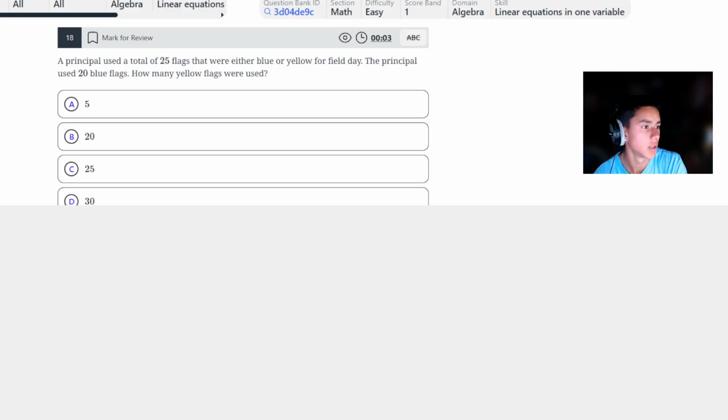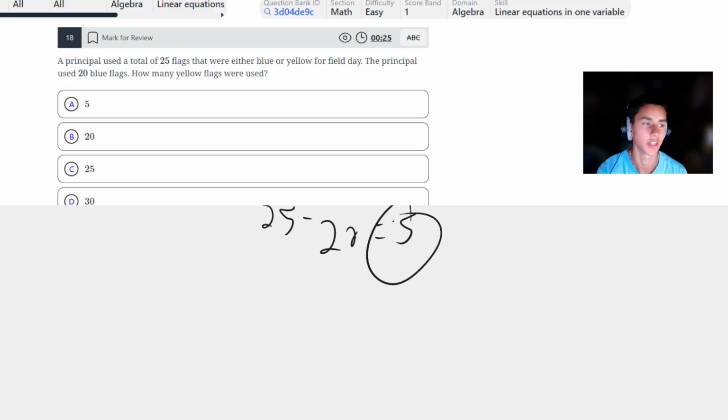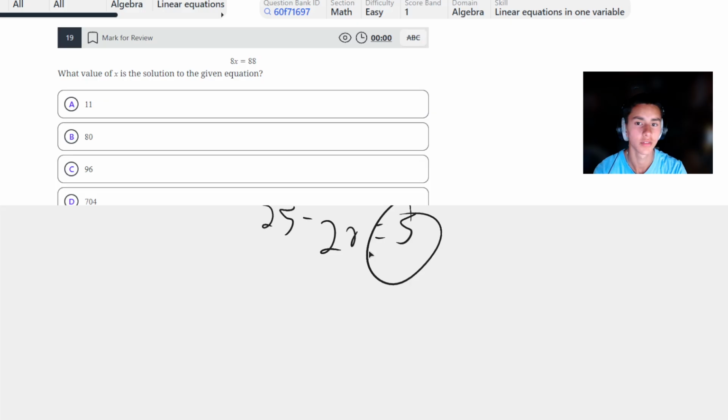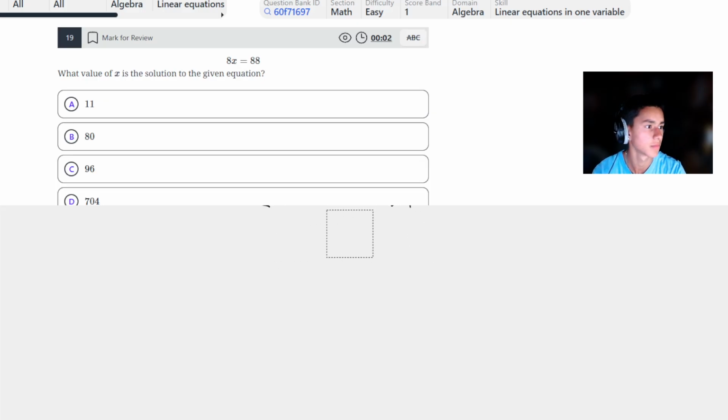Principal used 25 flags that were either blue or yellow for a field day. The principal used 20 blue flags. How many yellow flags were used? Okay, so if there's 25 flags that are blue or yellow, and he already used 20, there's only 5 remaining. Those 5 remaining, they had to be yellow because he used 20 blue. That's all it is. This is a very baby question.